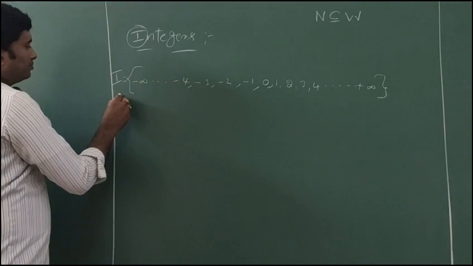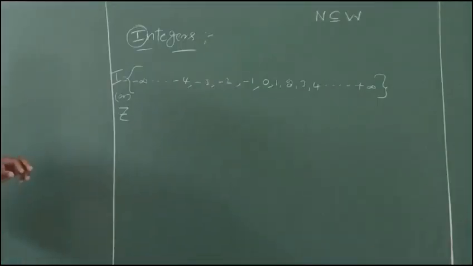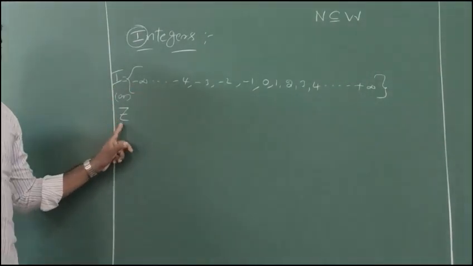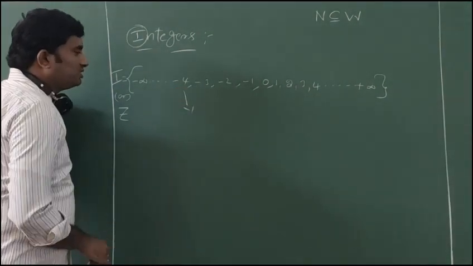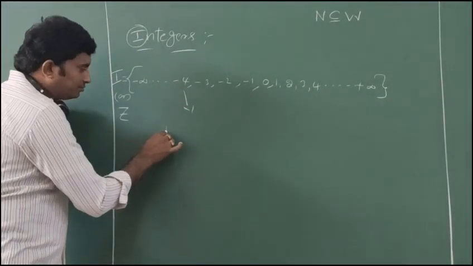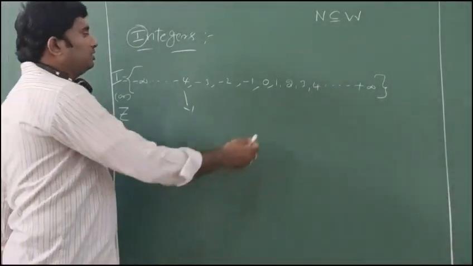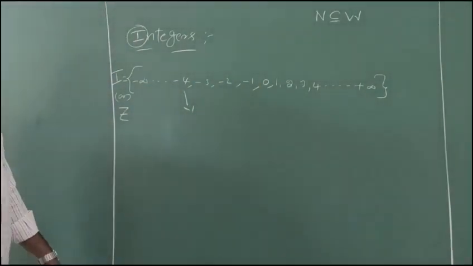I or Z. Any one letter we can use to denote the integer set, either I or Z. Again, we will write subsets by using the integer set. First, what is the integer set here? The collection of all counting numbers, 0, and also negative numbers.